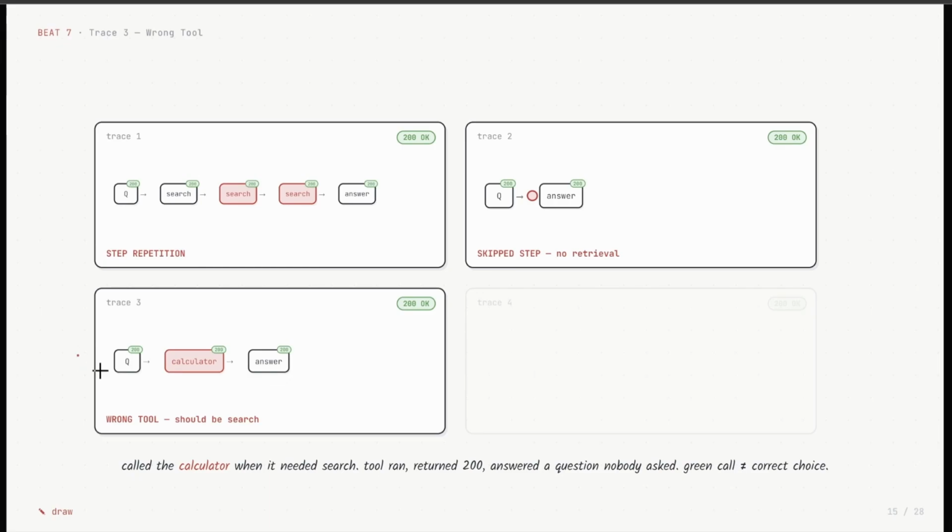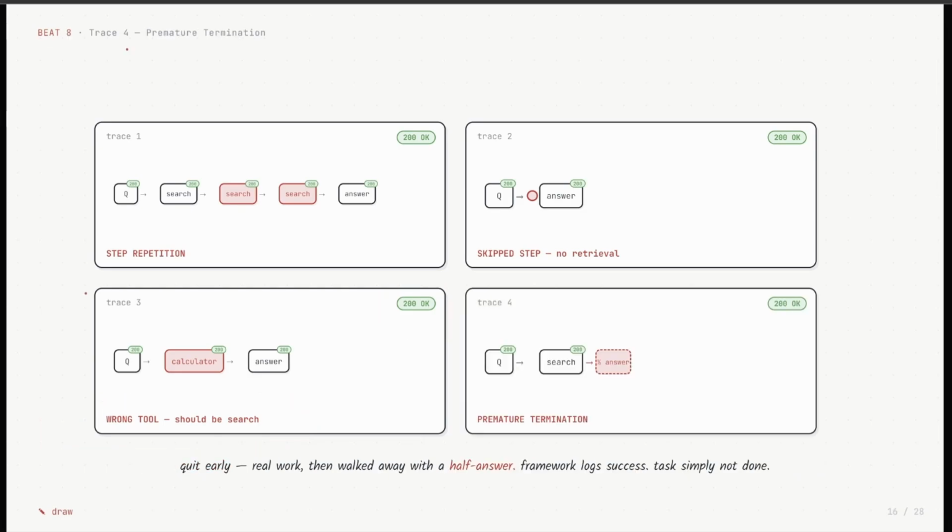Now, if you look at the third trace, you have the agent picking up a tool, which is correct, but the problem is it's picking the wrong one. It needed to pick search. It called calculator. The tool ran fine. We didn't have problems. We got our HTTP status code, and it actually gave a perfectly valid number. But the answer is not something anybody asked. So the tool executed, the tool succeeded, but the task failed. And this is a trap. This is what we call wrong tool. It should be search here. This is what we're going to call our failure mode. And as you can see, we still have our green HTTP status code.